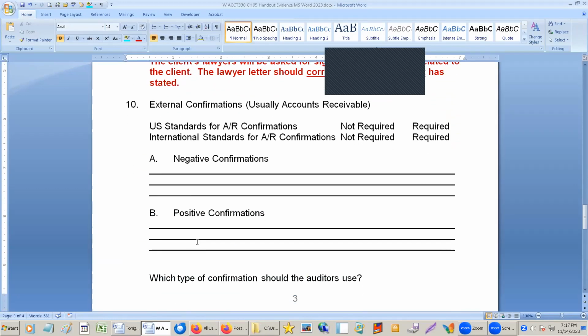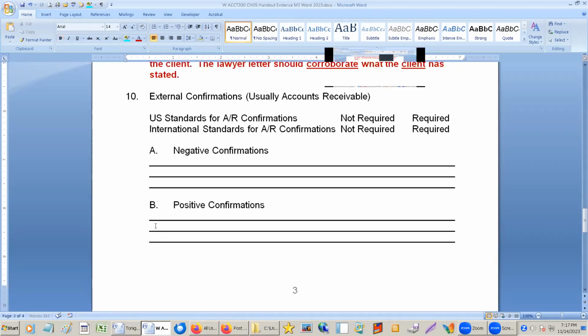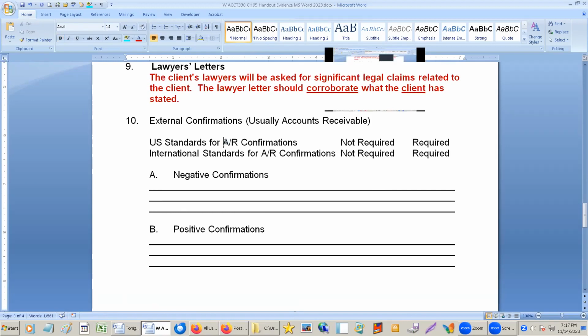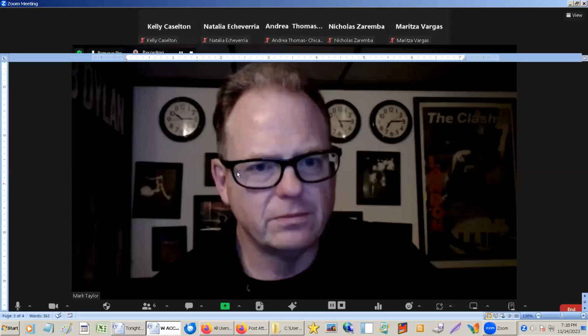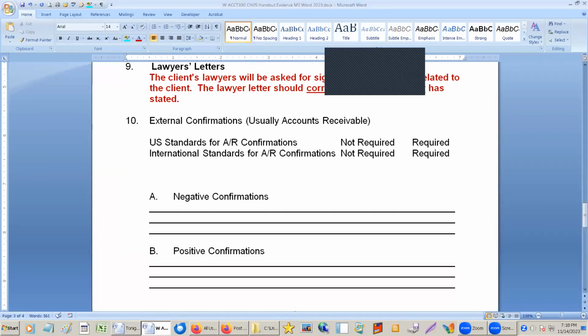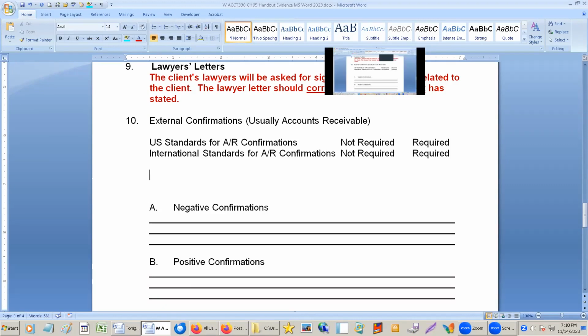Okay, external confirmation. Accounts receivable. Accounts receivable are very susceptible to fraud. Let me show you why. So here's the journal entry for accounts receivable.